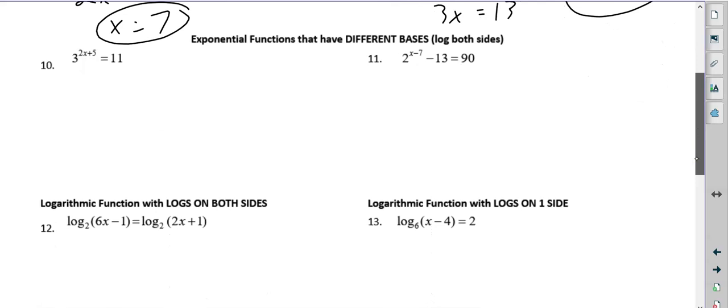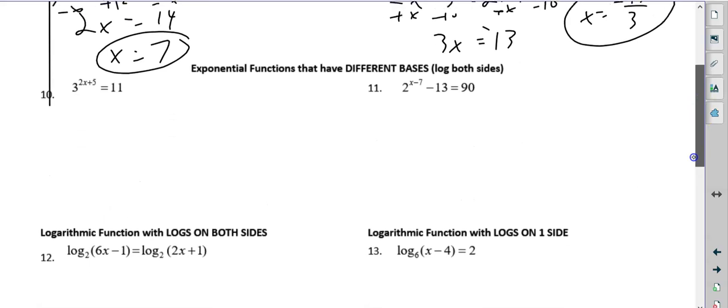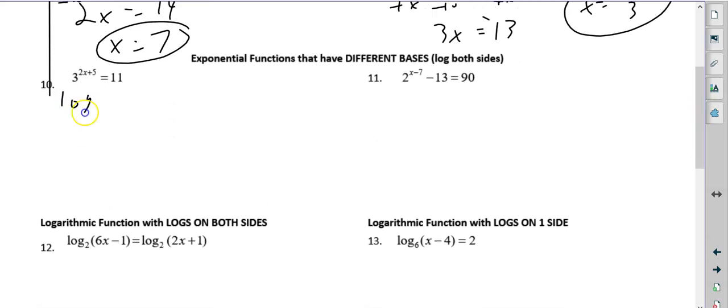Now, we cannot write 3 and 11 with the same base. Okay? So here's where logs come in. Okay? So we're going to log both sides. So we're going to write a long line. We're going to write log 3 to the 2x plus 5 equals log 11.